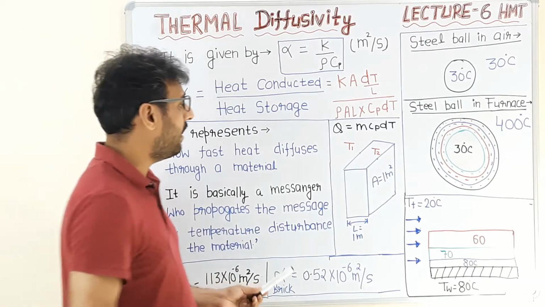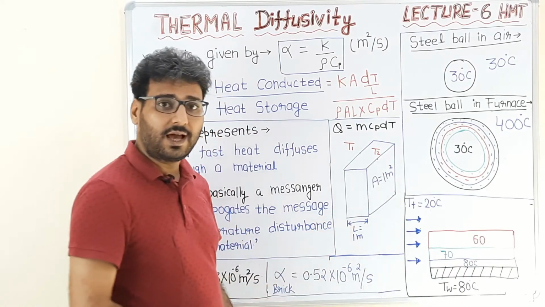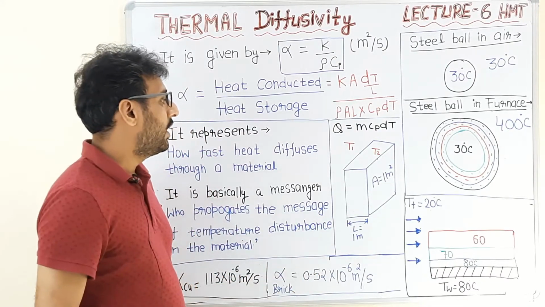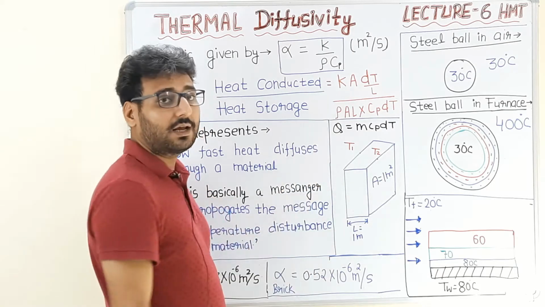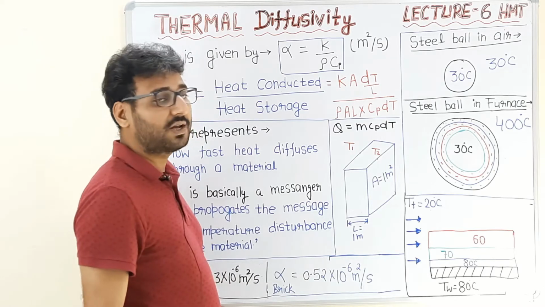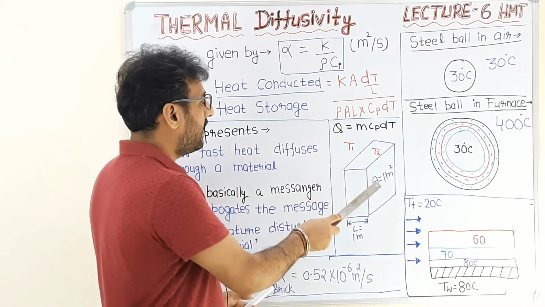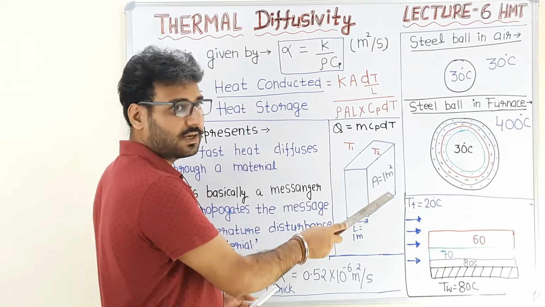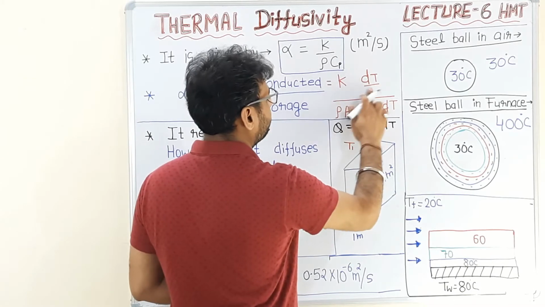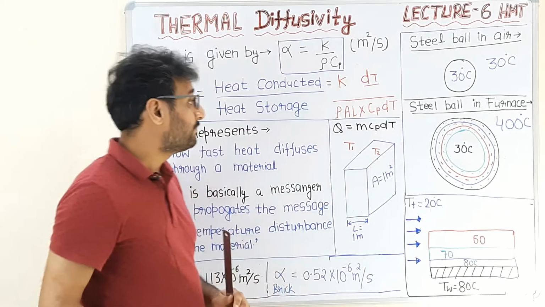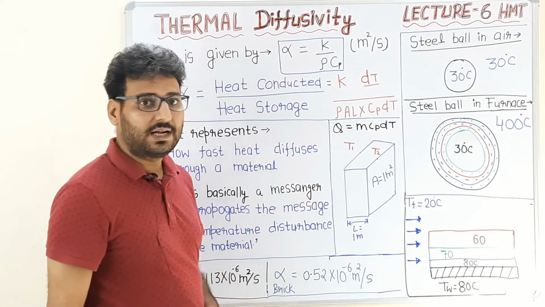Now consider a wall which is having unit cross sectional area and unit thickness. Now for this wall heat conducted can be given from Fourier's law of conduction as KA dT upon L, because area is 1 meter square cross sectional area and length is 1. We can remove it from here. They are 1. Now heat storage is Q is equal to mCp delta T.